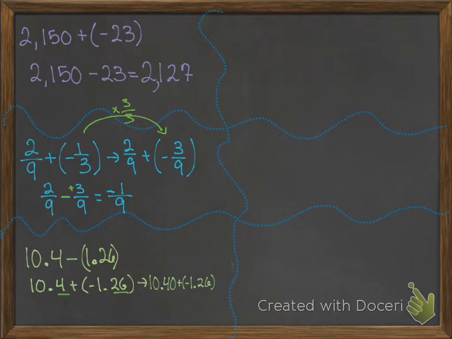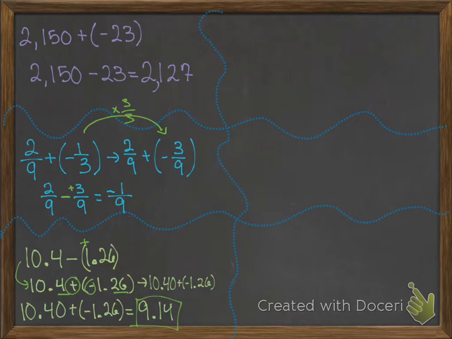So 10.40 plus negative 1.26, which I can rewrite as 10.4. Excuse me, we already flipped it, right? We subtracted a positive at the beginning, and then right here, that's where we flip to adding the negative. So subtracting a positive is the same thing as adding the negative. So 10.40 plus negative 1.26 is 9.14.